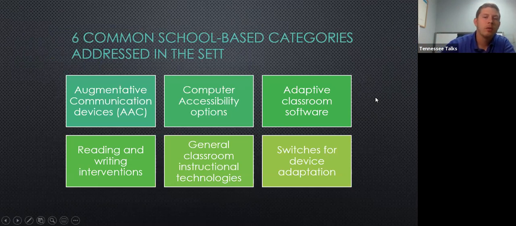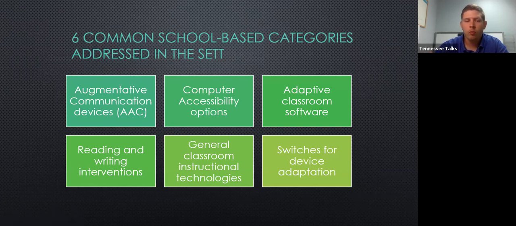So these are the six common school-based categories that we have addressed in the SET model. There's many more, but these are the common ones that you see in the school setting. You have your augmentative communication devices, your computer accessibility options, your adaptive classroom software, your reading and writing interventions, your general classroom instructional technologies, and switches for device adaptation. These switches, you can control a variety of things if you link it the right way. And it just allows children to engage and interact with all the other children in the classroom.